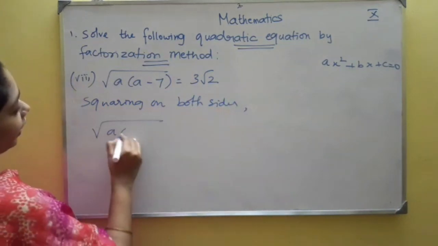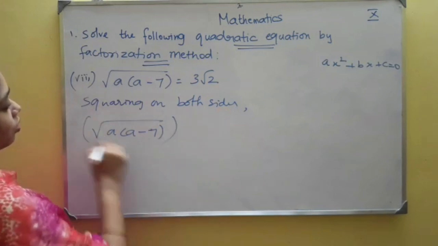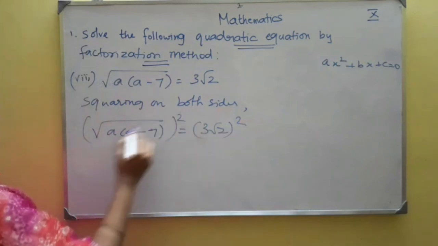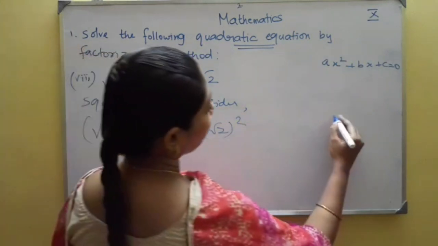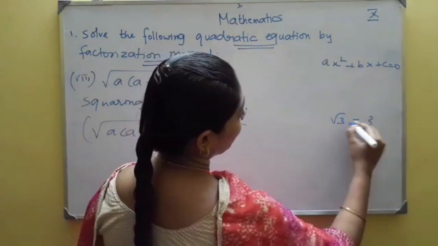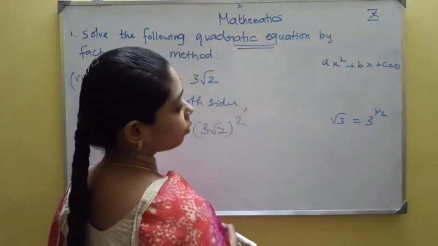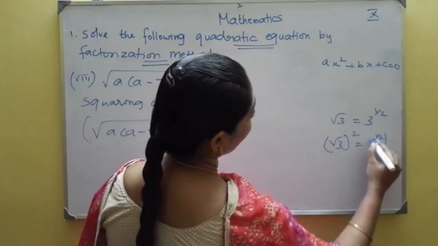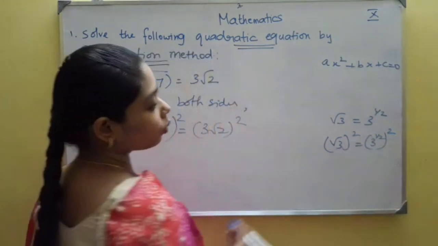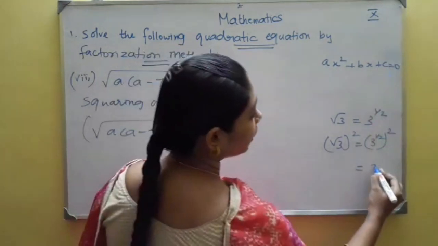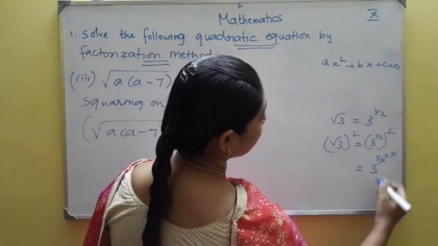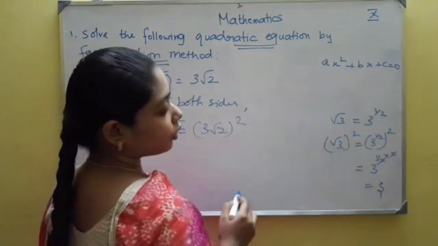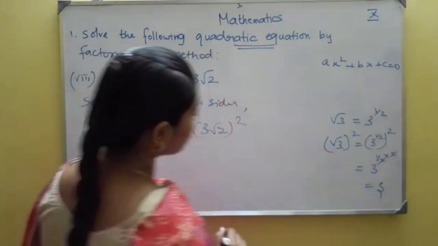So square root of a into a minus 7 whole square equal to 3 root 2 whole square. Now this is nothing but, if you have root 3, it is indirectly written as 3 power 1 by 2. If you have root 3 whole square, it means 3 power 1 by 2 to the power 2. Then power of a power gets multiplied, no? Into 2, it gets cancelled, you will get simply 3. Whenever you have a square root to the power 2, it gives you the actual number inside the square root, no?